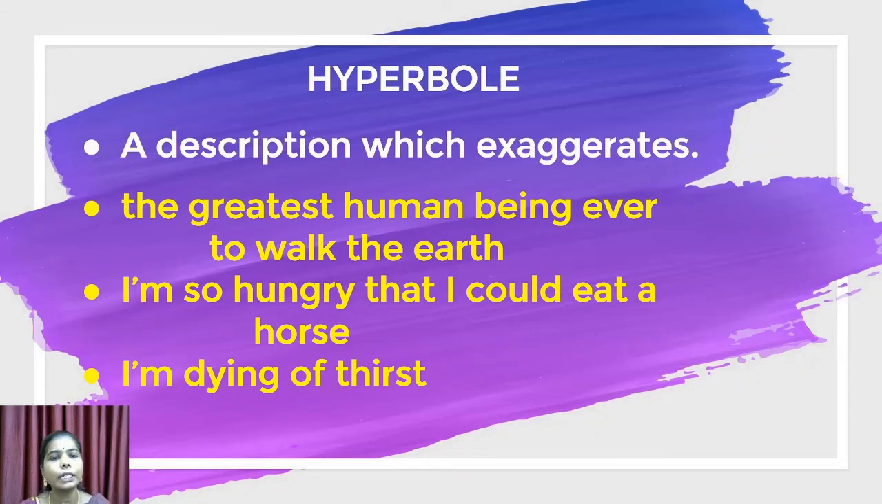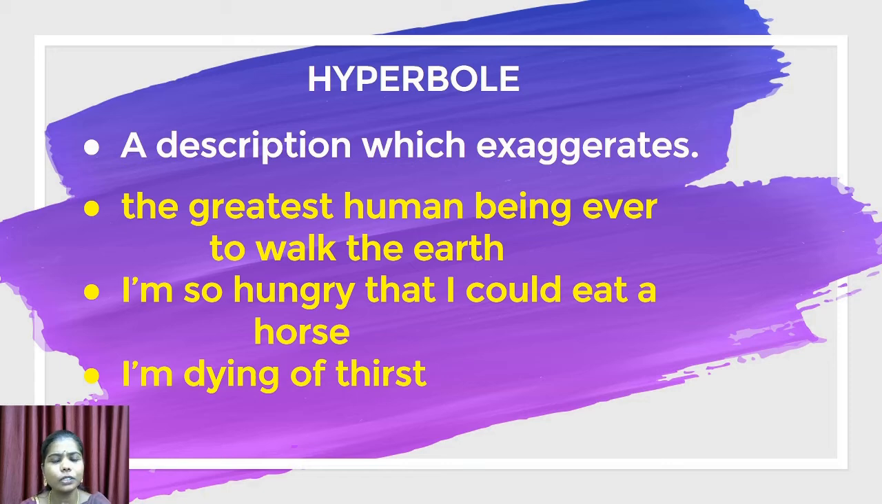So hyperbole is also a rhetorical literary device that actually heightens the effect. Okay, it heightens the effect by creating an exaggeration. So hyperbole is a description which creates exaggeration. For example, there are 3 examples that I have given. The greatest human being to walk on earth. So this particular phrase can be used to describe someone. So we call them the greatest human being ever to walk the earth.